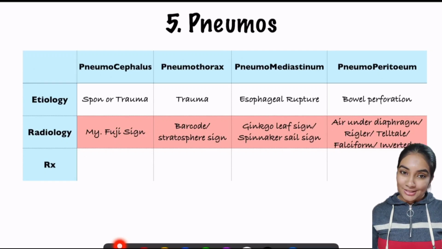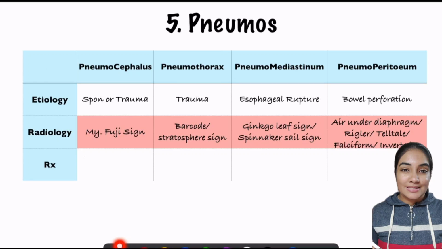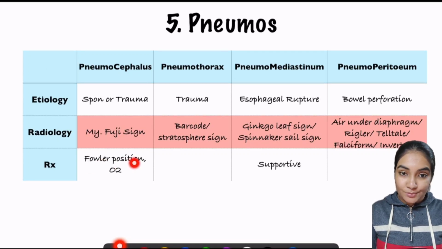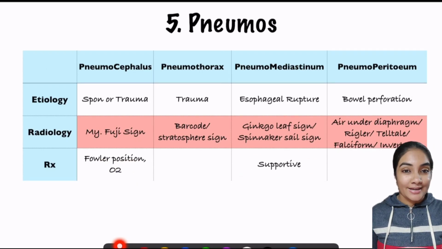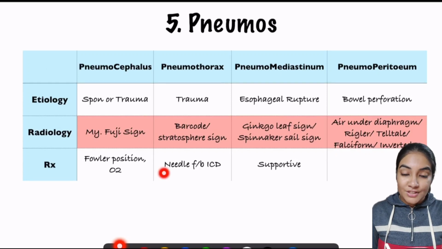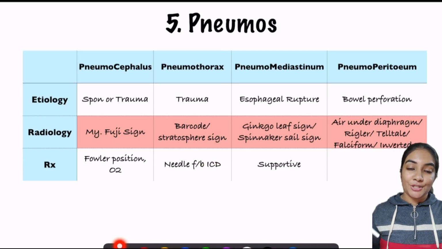Okay. The treatment for pneumocephalus and pneumomediastinum, there is basically only a supportive role. So you put the patient in Fowler position, give him oxygen, only supportive treatment, IV fluids, and this all. For pneumothorax, what we do is, first we insert a needle in the 5th intercostal space and then ICD in the triangle of safety. Pneumoperitoneum ke liye we take the patient immediately for laparotomy.